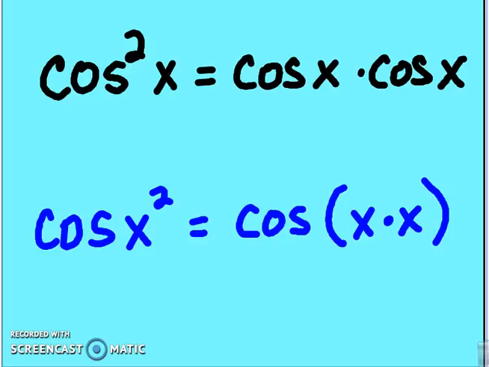Cosine squared x versus cosine x squared. Just to clarify, cosine squared x is equal to cosine x times cosine x, whereas cosine x squared is equal to cosine times, in parentheses, the quantity x squared. A lot of students confuse this value with the value on the bottom left, cosine x squared. So please, when you're evaluating, at least for the problems that I've seen, it's mostly cosine squared x, not cosine x squared, so we can differentiate these two while we're evaluating.